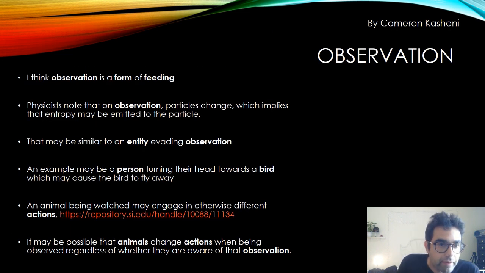I think observation may be a form of feeding. So physicists know that on observation a particle changes, which implies that entropy may be emitted to the particle. So that may be, I think, kind of similar to an entity evading observation. An example may be when a person turns their head to look at a bird and the bird flies away. An animal being watched may engage in otherwise different actions. I may wonder as to whether animals may exhibit different behaviors even if they're aware of being watched.